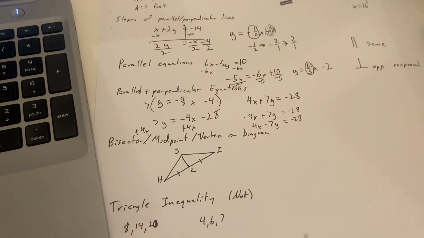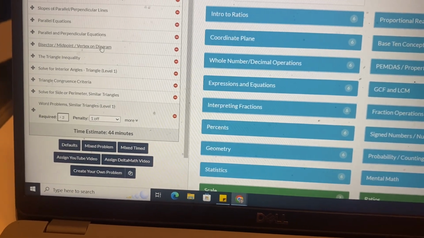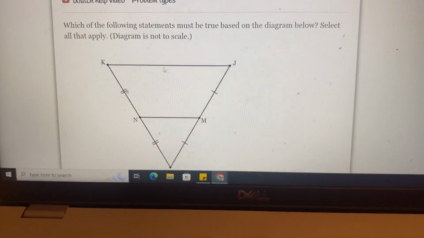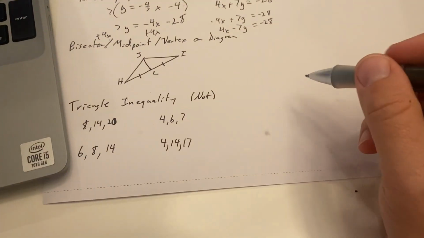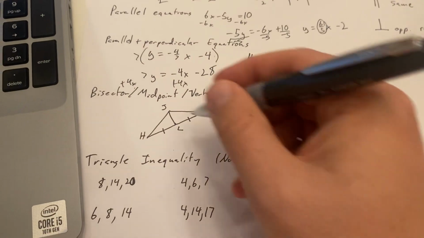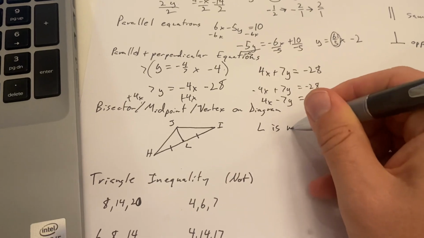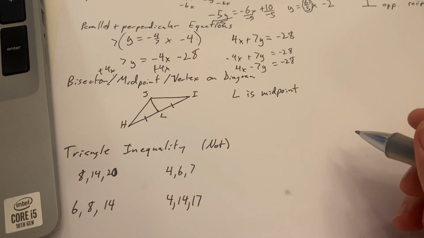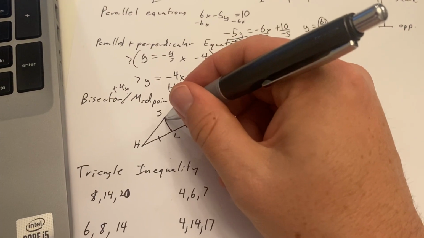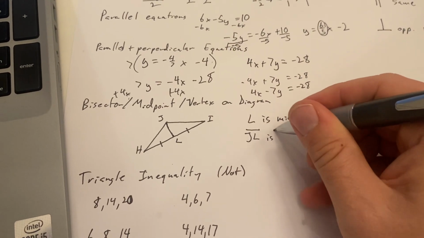Okay, the next section is bisector, midpoint, or vertex on the diagram. These questions are a little wild. They have some different things on here about what's going on with this little segment. I went ahead and drew what I had going on here because I just wanted to talk about everything that this does. First off, I can see that these two are marked congruent. So that means L is a midpoint. So if that's one of my options, I need to select that option. That's a definite correct answer. The other thing I can say for certain is that JL as a segment is a bisector.